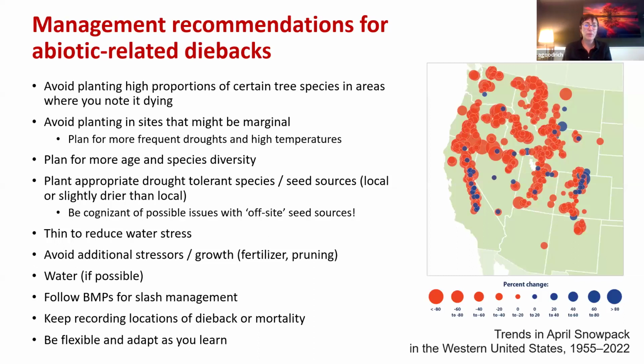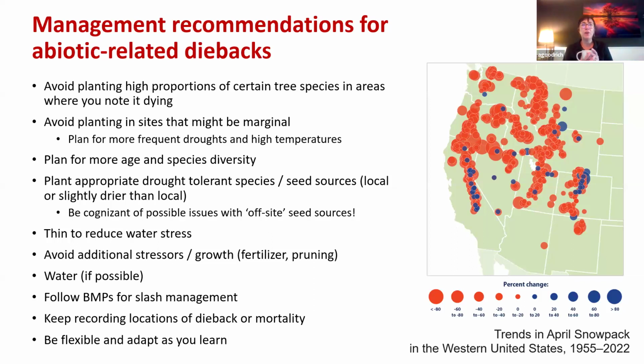As far as management recommendations with these abiotic related diebacks, there's a lot of unknowns, right? But I do want to list some of the things that I think are important. Avoid planting high proportions of certain tree species in areas where you note it dying.